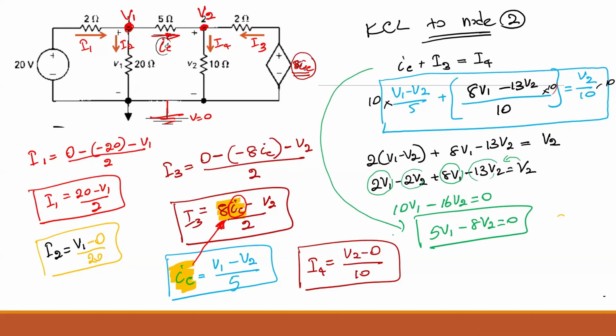So you again have an equation with V1 and V2. Are we good? Did I make any mistakes in this one, or did you get the same? I got the same as that. I just didn't simplify it. Okay, yeah.